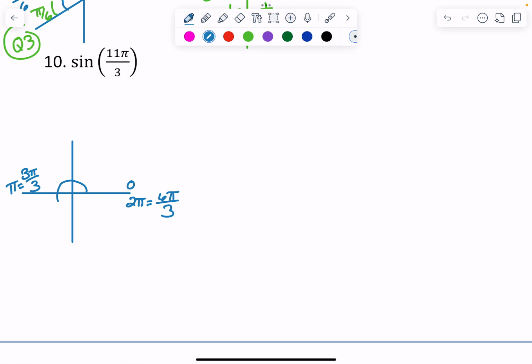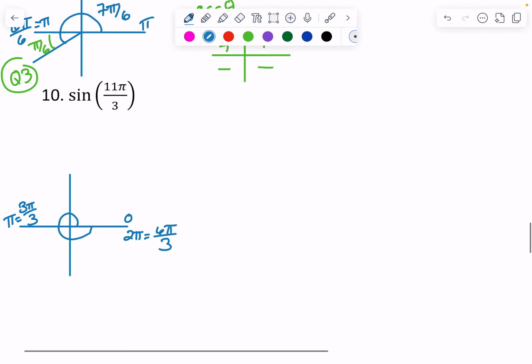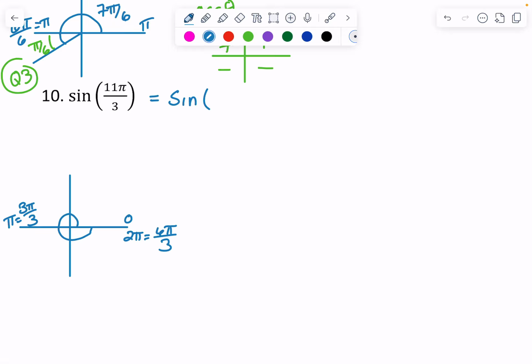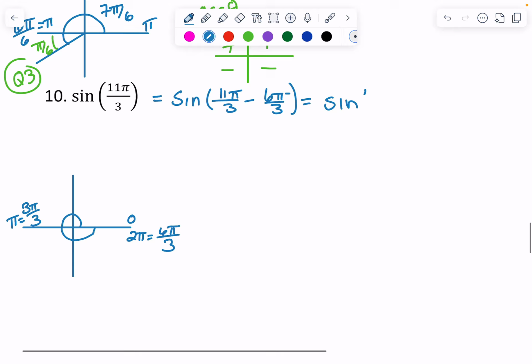So I've gone all the way around like this. All right, it connects it now. We're going all the way around once. So let's rewrite this. I'm going to take 6 pi over 3 off of this. So this is equal to sine of 11 pi over 3 minus 6 pi over 3, because I'd like to have it just once around. So I'm going to get sine of 5 pi over 3.